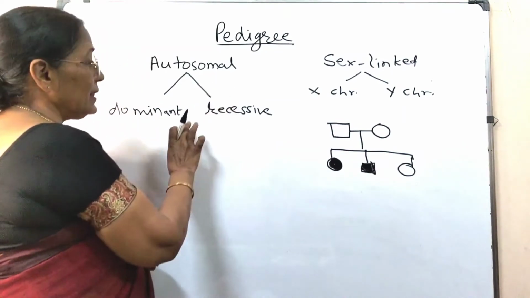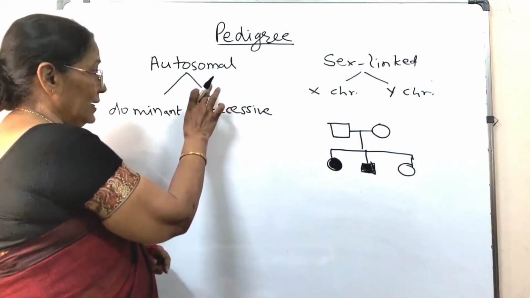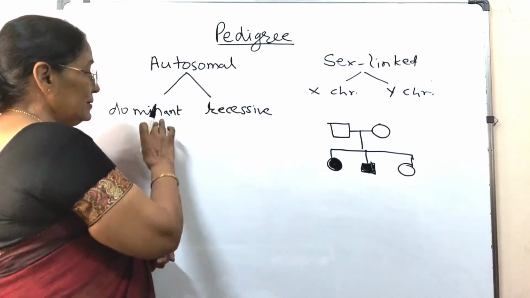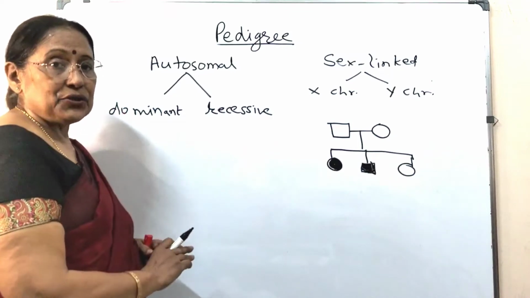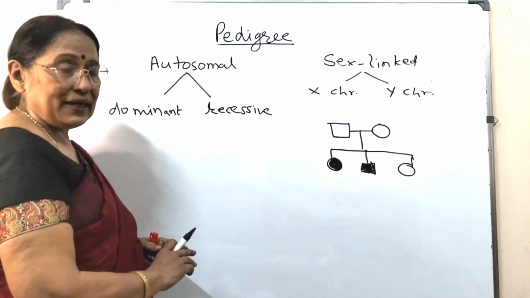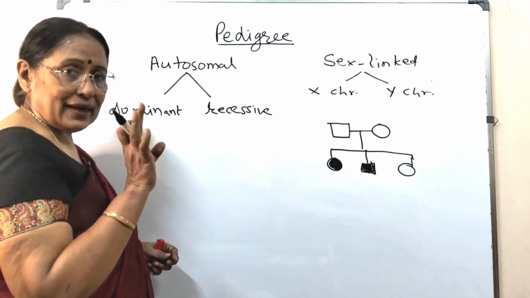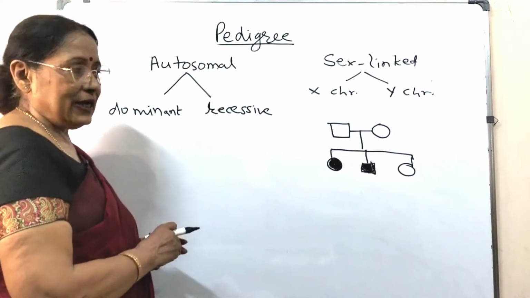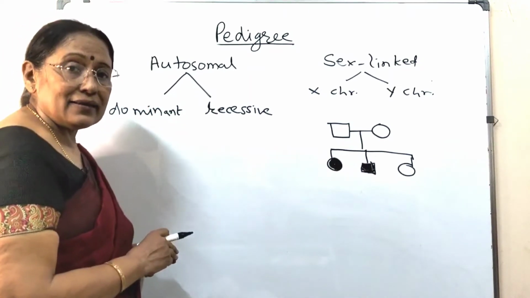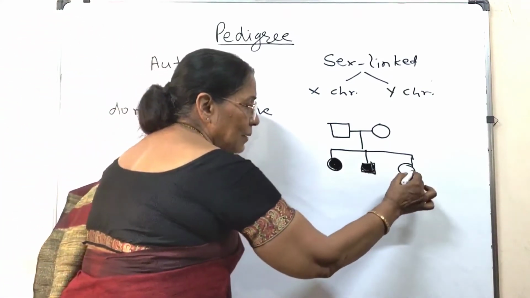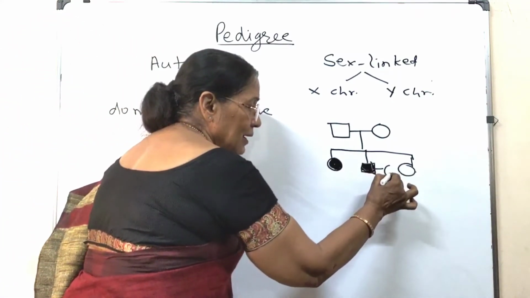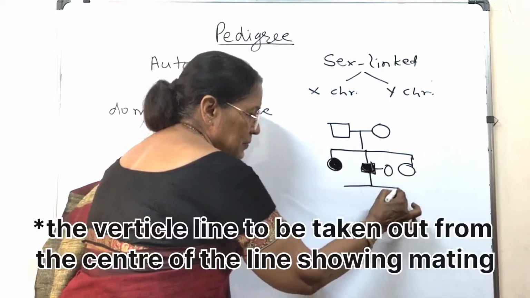Then to see whether the autosomal character, if this is autosomal, is dominant or recessive. If the trait is dominant, we always take the letter capital A and small a. If the trait is dominant, then it will always appear in every generation.